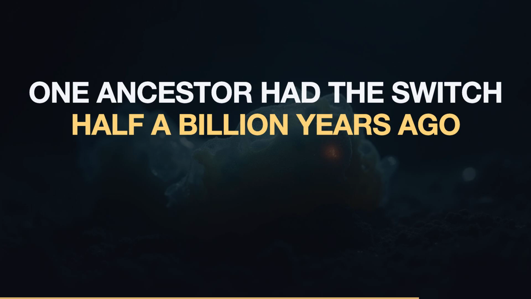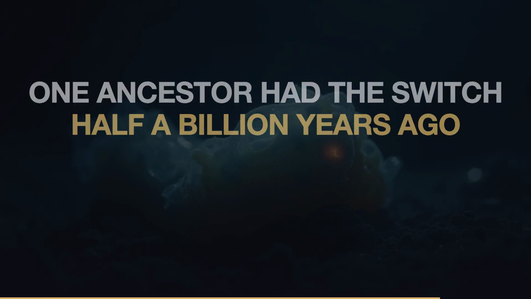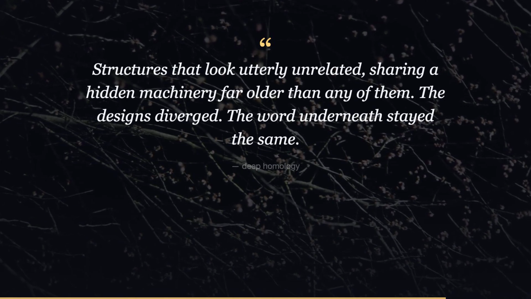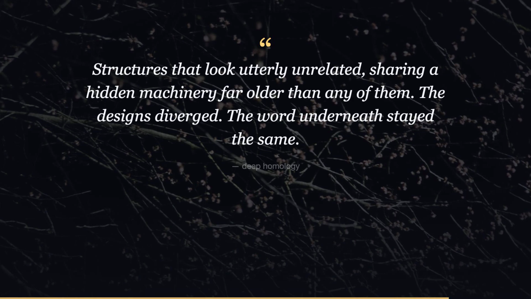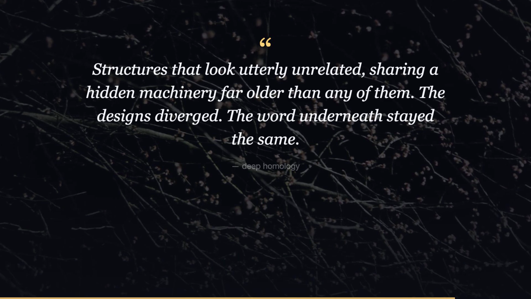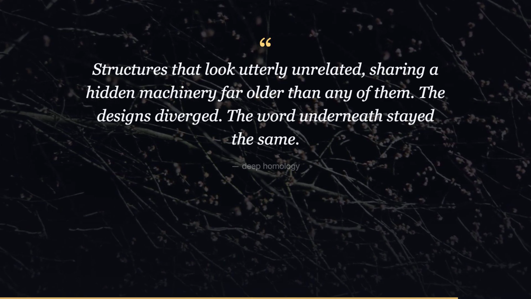Evolution did not invent the eye from scratch over and over. It invented a command for making eyes, once unimaginably long ago, and then every branch of animal life reached for that same tool and built its own version. Biologists call this deep homology, structures that look utterly unrelated on the surface, sharing a hidden genetic machinery far older than any of them. The designs diverged, the word underneath stayed the same.